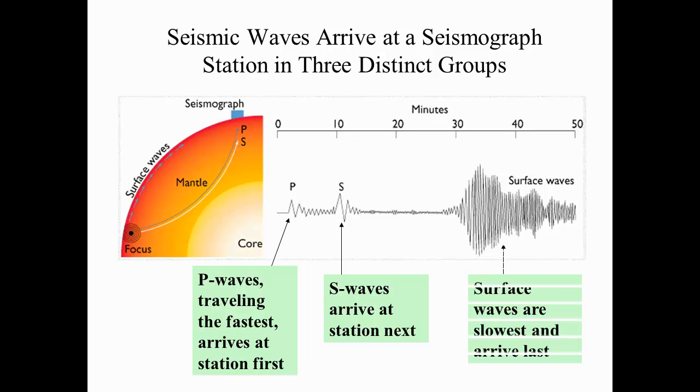And the final group to arrive are the surface waves, which are the slowest. And in this particular situation, the surface waves will arrive at this seismograph station about 30 minutes after the earthquake. Does everybody see this? Okay.